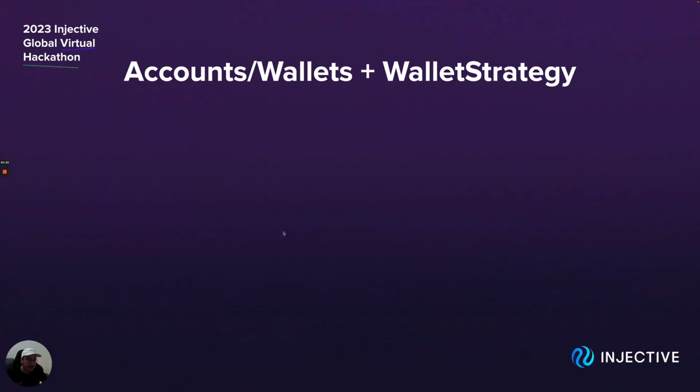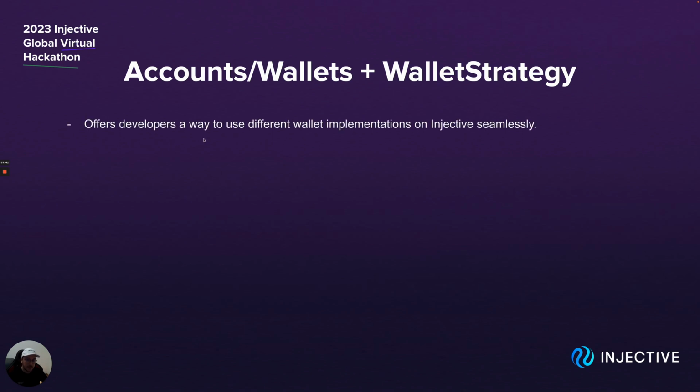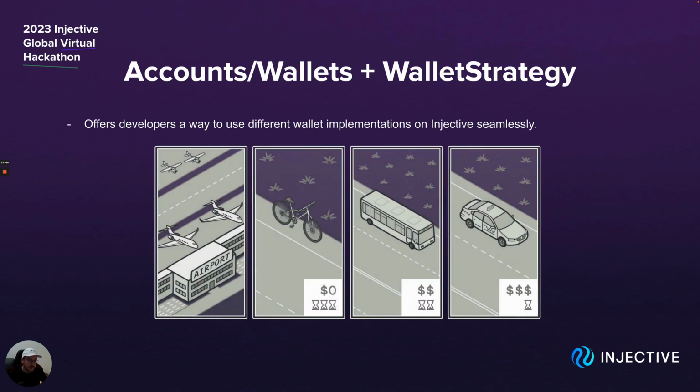And finally, to make developers' life easier, we have something called wallet strategy. It offers developers a way to use different wallet implementations on Injective seamlessly. This is just an illustration of how the wallet strategy works. Basically, as referenced here, you have different types of transportation, but they all have the same goal, to take you from point A to point B. And this is what the wallet strategy does. It basically offers you a way to sign, broadcast transactions and many other features out of the box for all of the wallets that are supported on Injective.